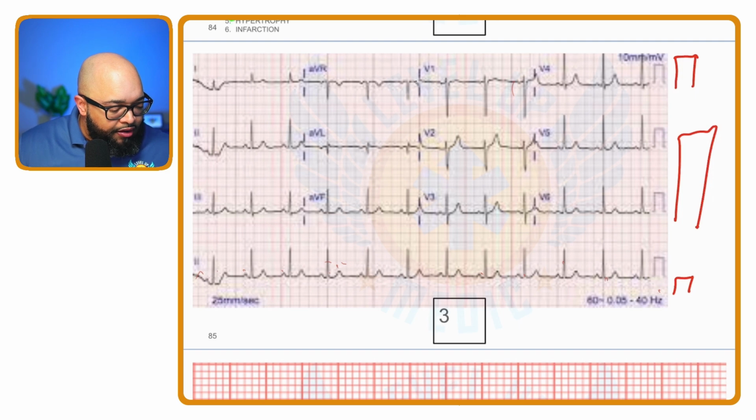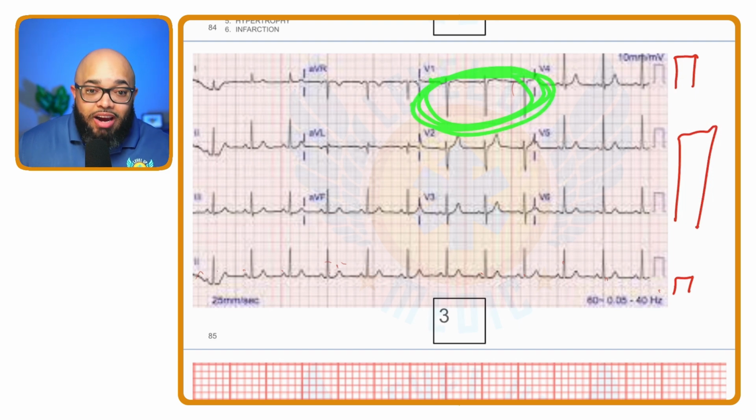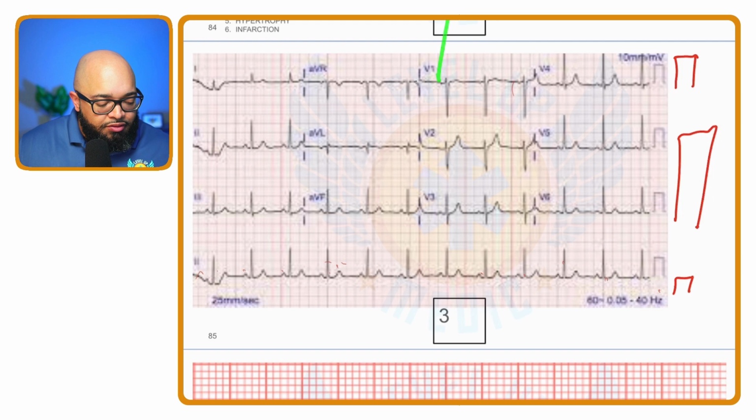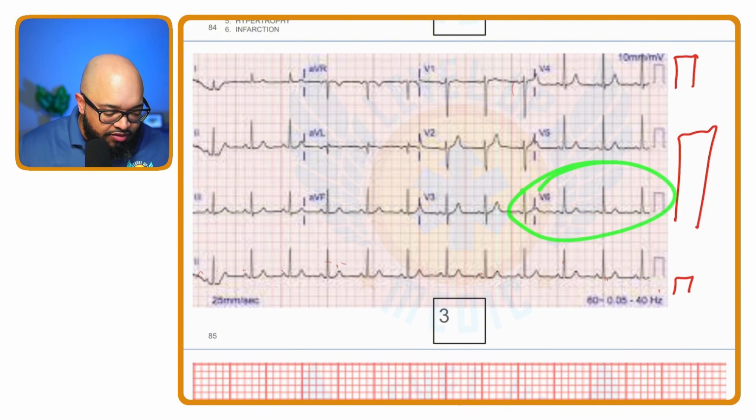Now, for hypertrophy, what are we going to look for? We're going to always look at a right lead and a left lead. I like to look at lead V1. Now, should V1 be positive or negative? Remember that V1 should always be very negative, and it is here. In right ventricular hypertrophy, V1 is often going to be positive, okay? The other thing we see is V6, for instance, should always be very positive, and it is, okay?